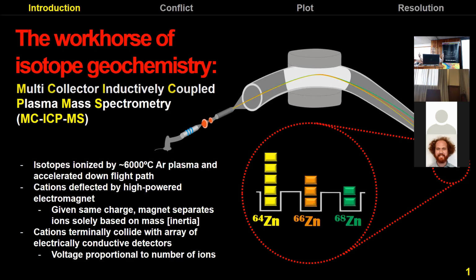So then you have an array of cups, which are just electronically conductive bits of metal. And once those ions hit it, they create a voltage. We are collecting those all at the same time, hence multi-collector. And from that, we can tell what the relative abundance of those isotopes for that element are.